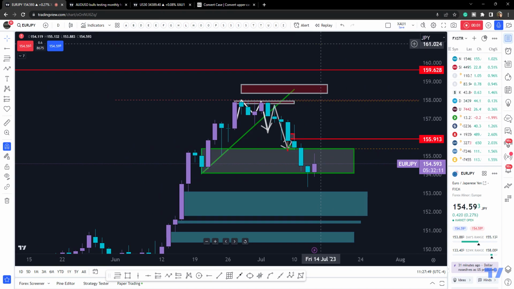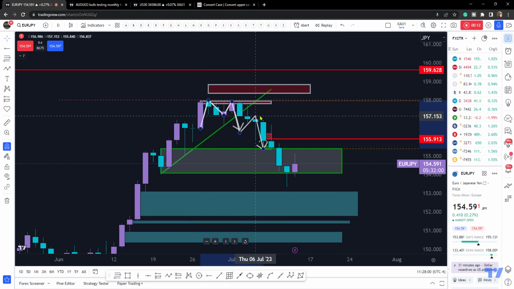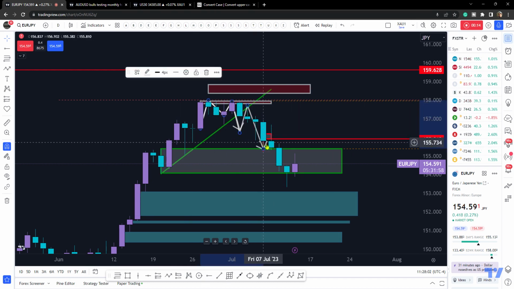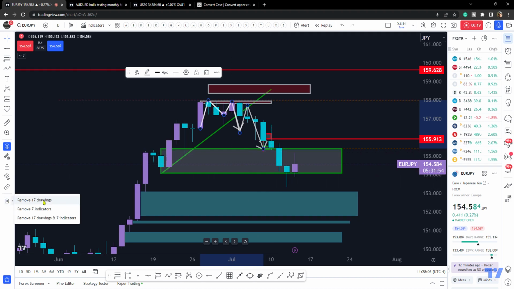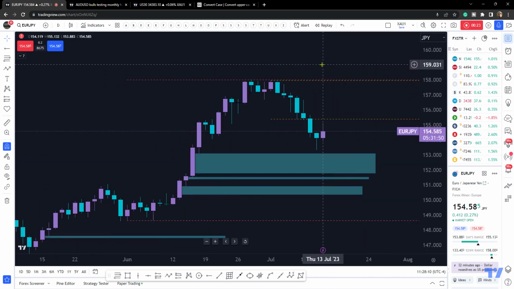Right. Well, Euro Yen has played out as the prior analysis expected. We had the M formation, we got the move up on that candle there, and this continuation lower. So let me just clean up the charts entirely at this point, because we're in a different context of the market.